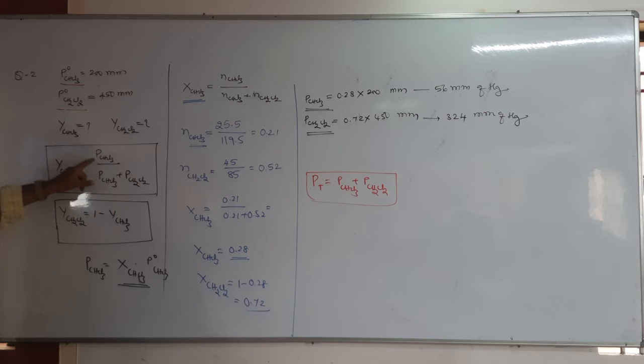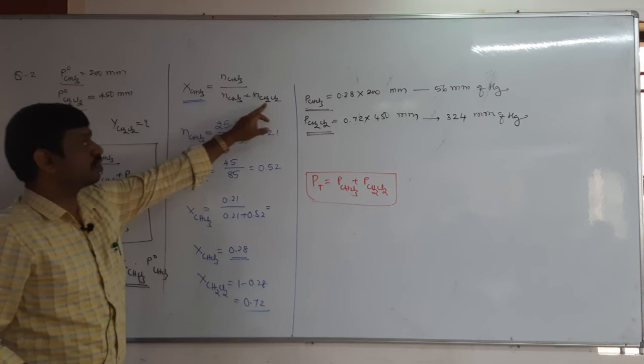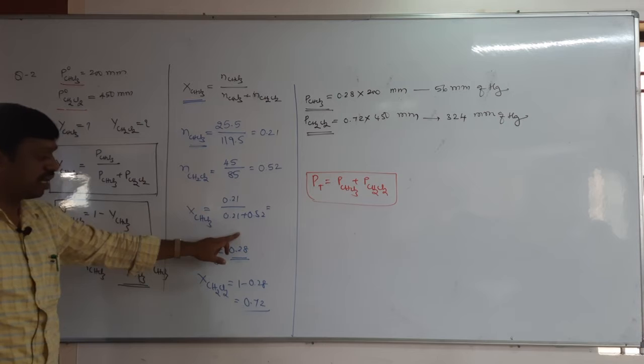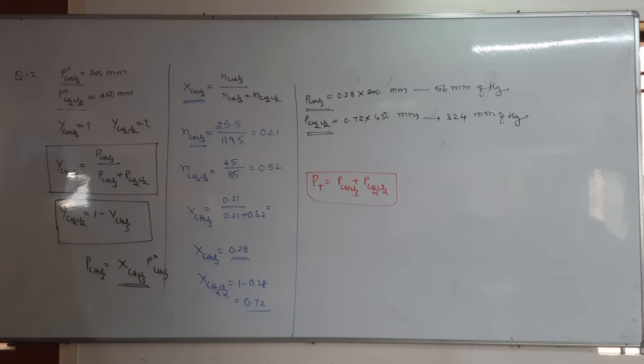So how to calculate P chloroform? According to Raoult's law, P chloroform is equal to X chloroform into P naught chloroform. P naught chloroform is given, X chloroform is not given, so we have to calculate it. To calculate X chloroform, again we should calculate the number of moles of chloroform and the number of moles of dichloromethane. We have calculated and substituted, and we got the answer. Got it? Even this is a board level question also.